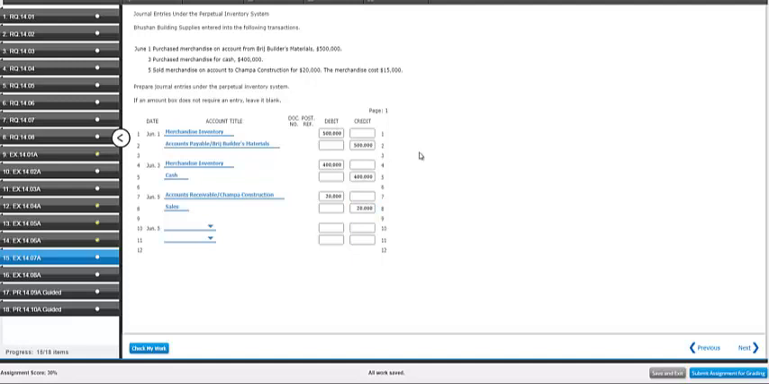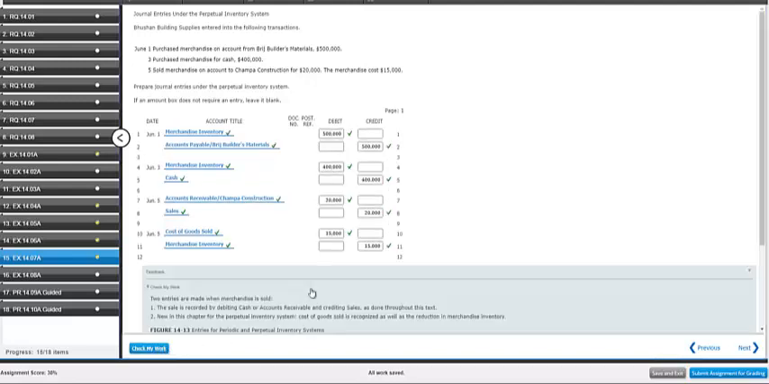So the next entry is we have got to move this merchandise inventory out of our merchandise inventory account and into cost of goods sold. So we debit cost of goods sold at the cost of the inventory, and then we would decrease merchandise inventory because we no longer have it, we've sold it, so we decrease our inventory account by $15,000.